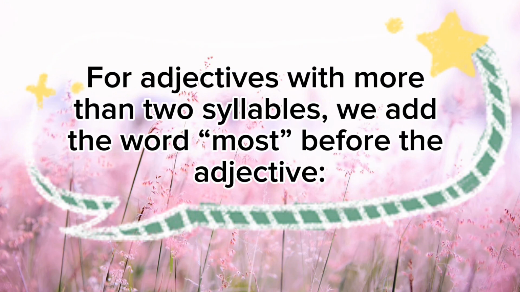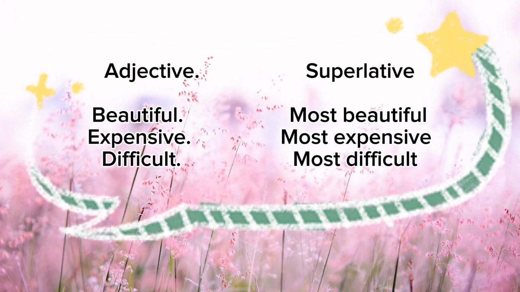For adjectives with more than two syllables, we add the word most before the adjective. Adjective, superlative: beautiful, most beautiful; expensive, most expensive; difficult, most difficult.